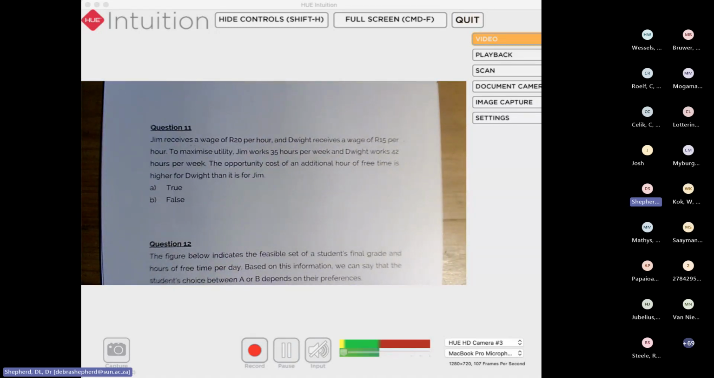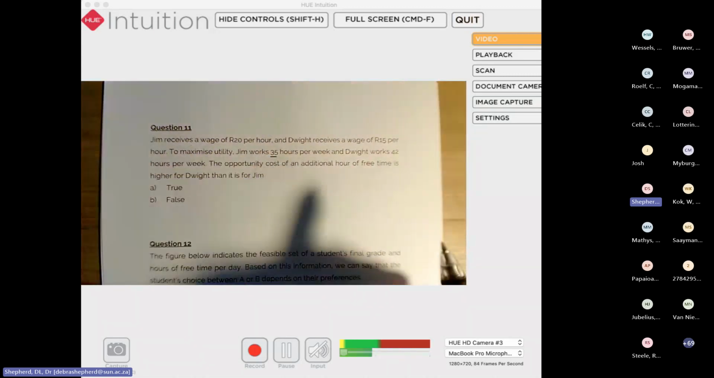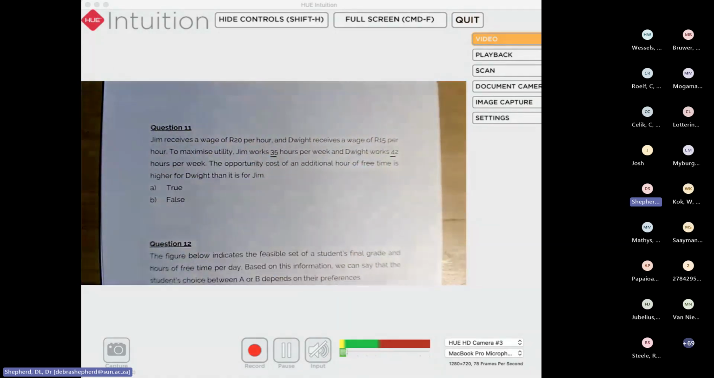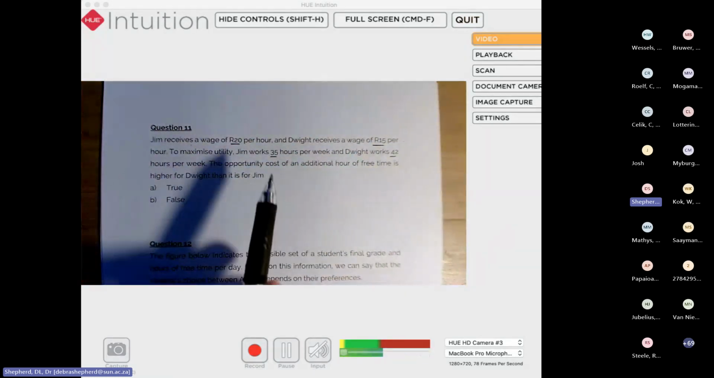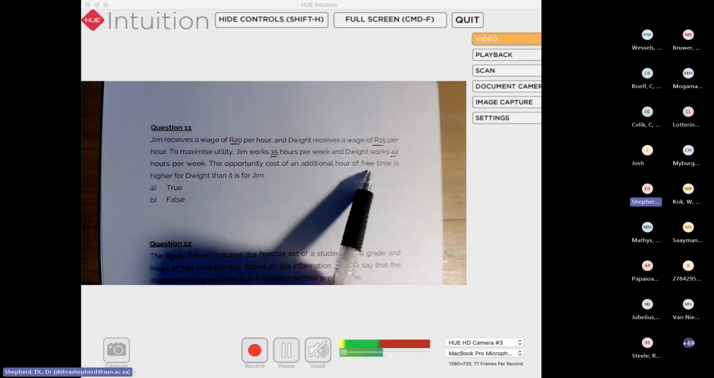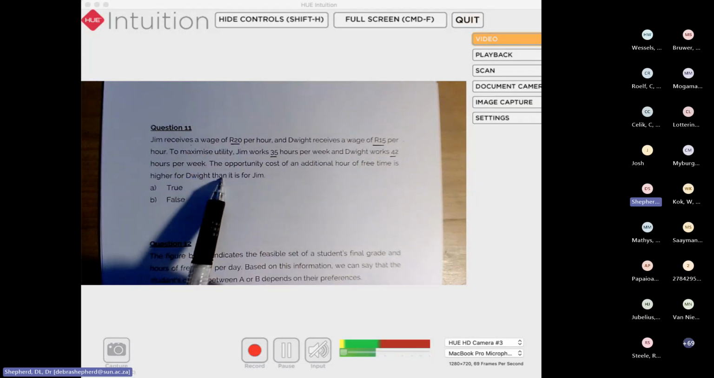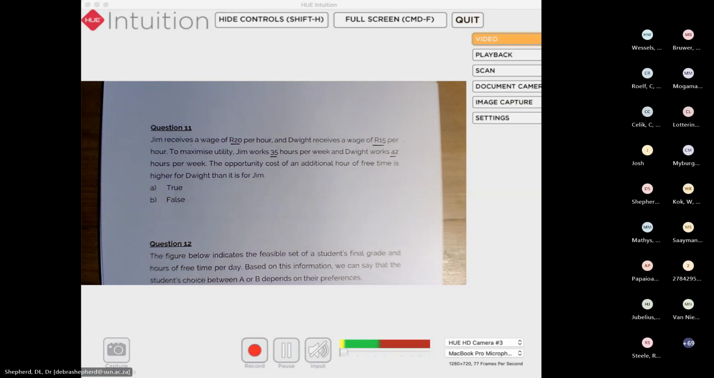So Jim receives a wage of 20 Rand per hour. Dwight receives a wage of 15 Rand per hour. To maximize utility, Jim works 35 hours and Dwight works 42 hours. The opportunity cost of an additional hour of free time is higher for Dwight than it is for Jim. Is this true or false? So Jim gets a wage of 20, Dwight gets a wage of 15. So is the opportunity cost of free time higher for Dwight than it is for Jim? True or false?